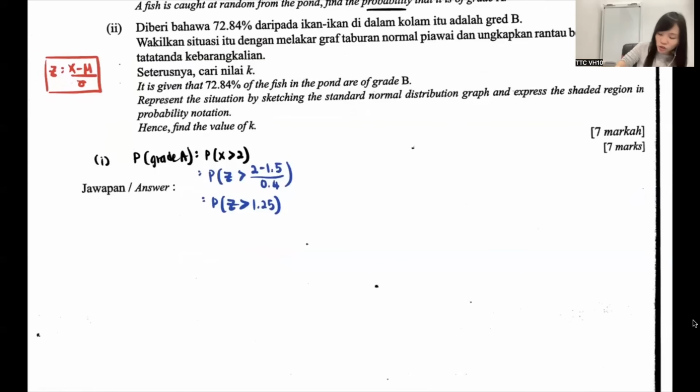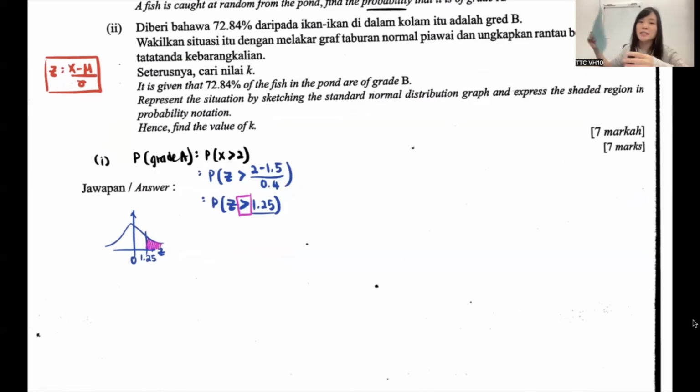So my dear, how do you guys draw it out? I hope you guys know the table only supports a normal graph. This is how a normal graph looks like. Always the y-axis is in the middle, okay? So now your Z is 1.25. 1.25 is a positive number, so it will be on the right side of your origin. So now your Z bigger than 1.25, you will shade the right side of 1.25.